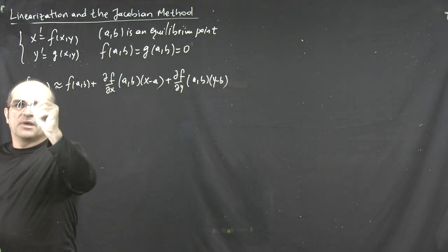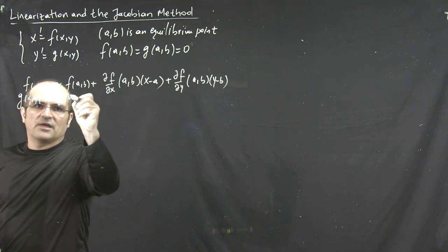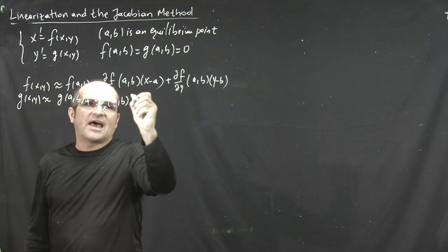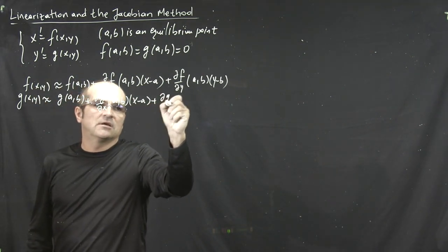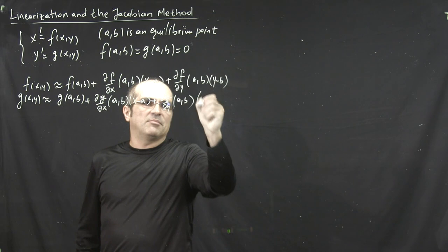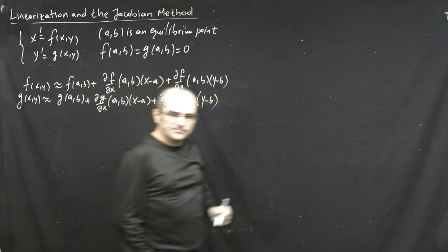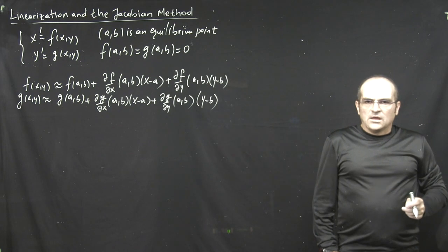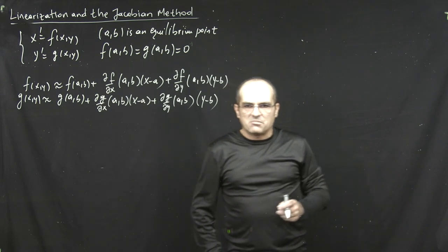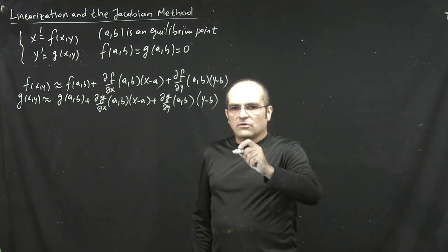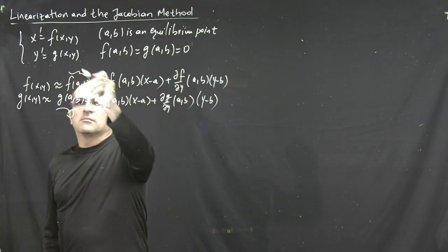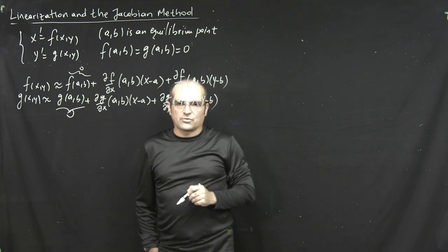g of x, y, of course, will be approximated by a similar expression: g of (a, b) plus partial g partial x evaluated at the point (a, b) times x minus a, and of course the same thing for g, partial g partial y at (a, b) times y minus b. Okay, so look carefully at what we achieved here, and let's see how we can put this in matrix form. If you look at f of (a, b) and g of (a, b), that's 0, right? Because (a, b) is an equilibrium point.